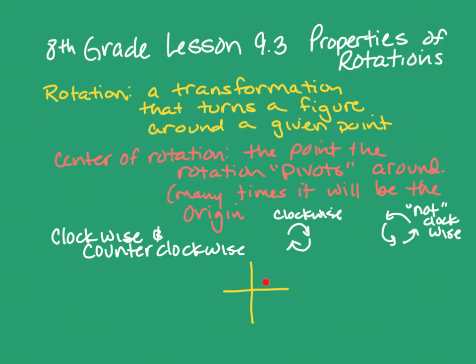Now, 180 degrees is just going to reverse you over there. 180 degrees counterclockwise is going to be the same as 180 degrees clockwise, because you're going that full half circle around. So keep that in mind too. Let's look at how this looks when we map these out on a coordinate plane.